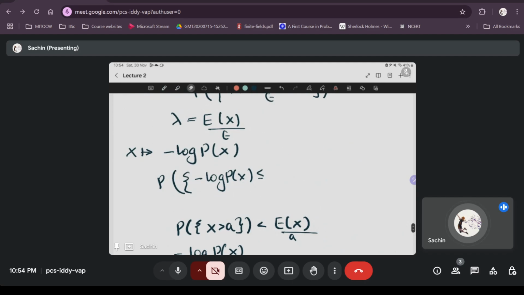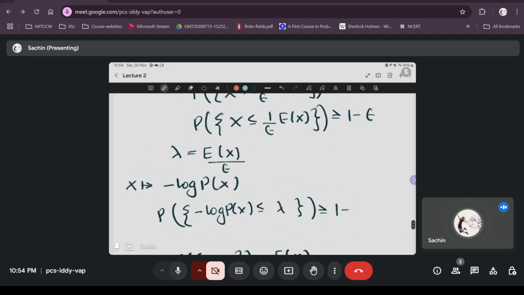So this was P of less than or equal to lambda is greater than or equal to 1 minus epsilon.